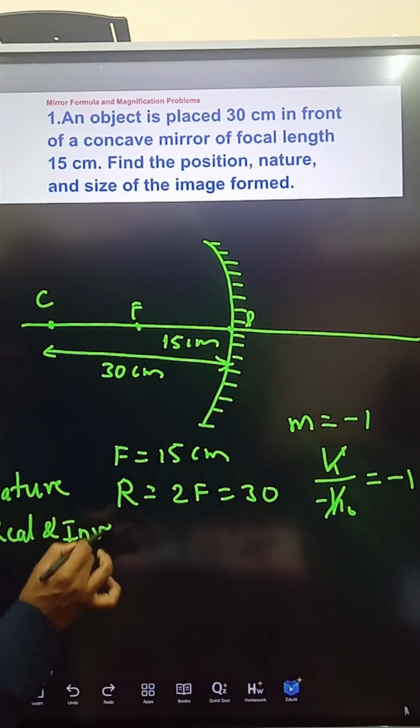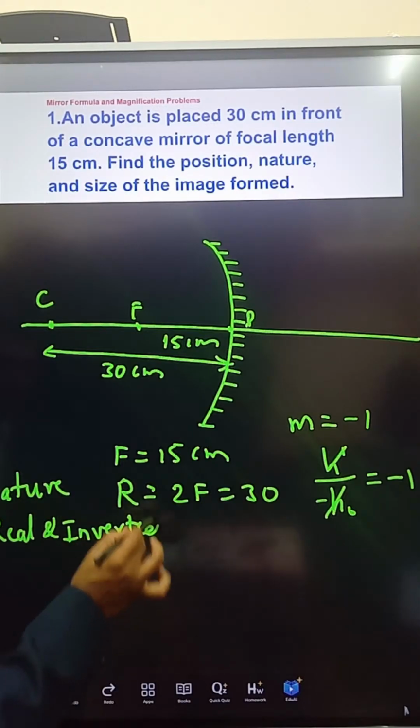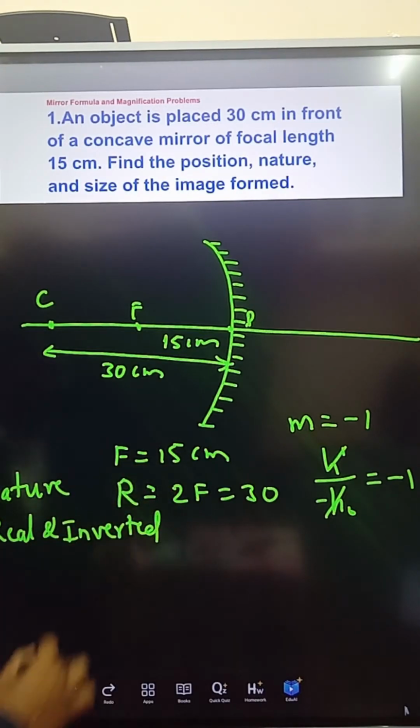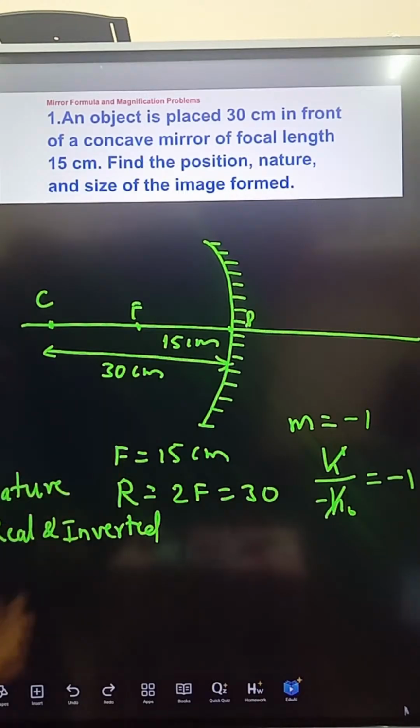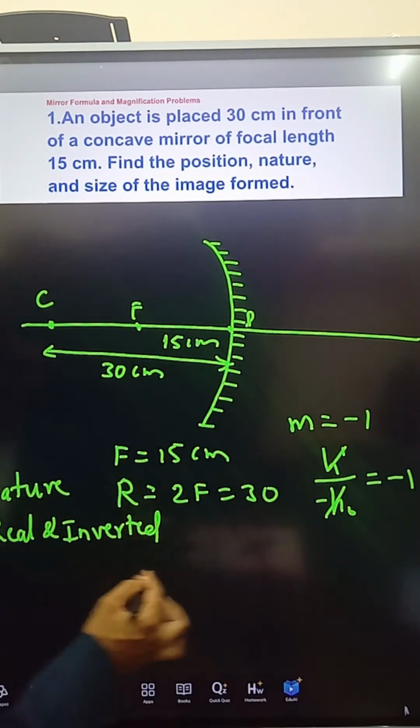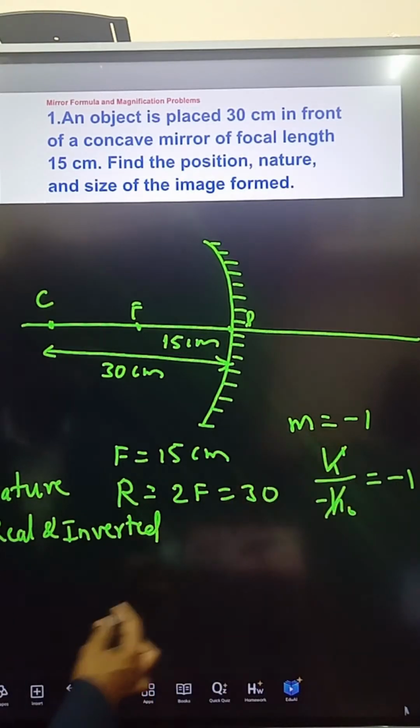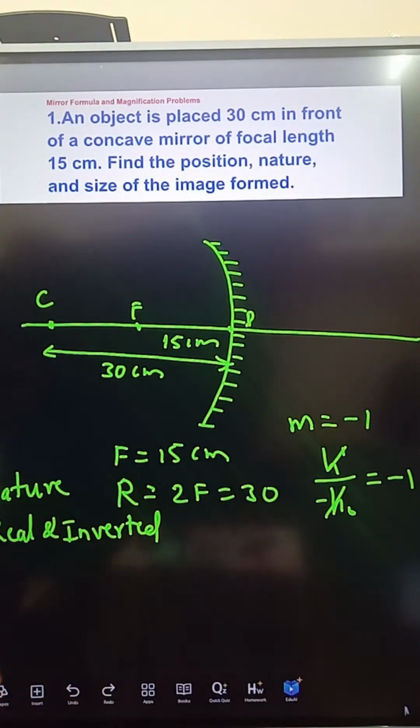I'll show you how to solve these. Without calculation I'm saying this one. Next we'll go ahead with systematic calculations along with the data. So magnification is -1. This is without solving anything. I have not used any formula, right? Without using one we can do this.